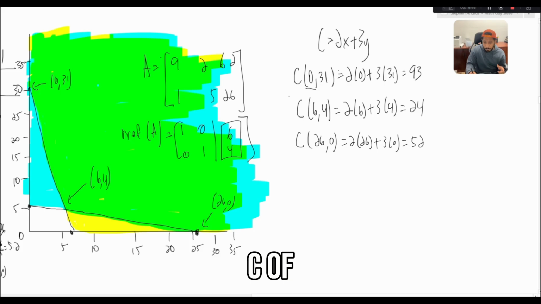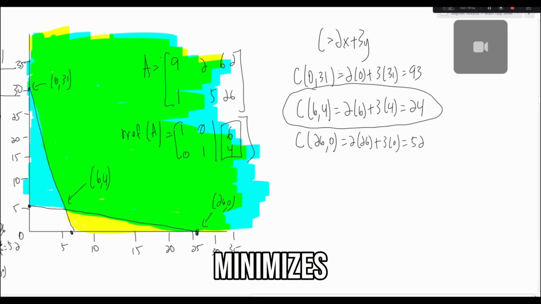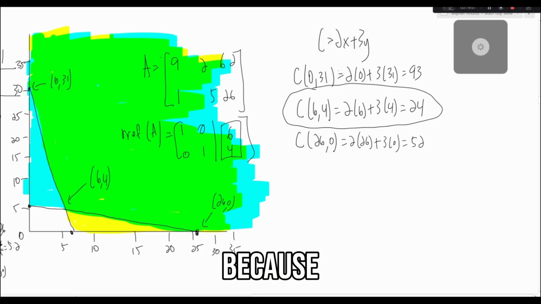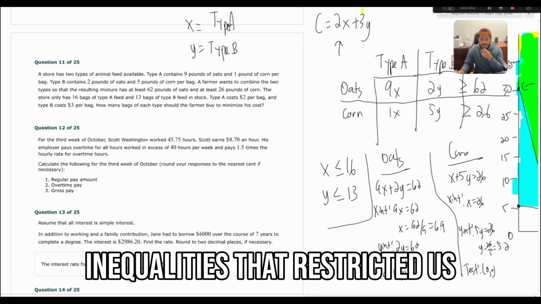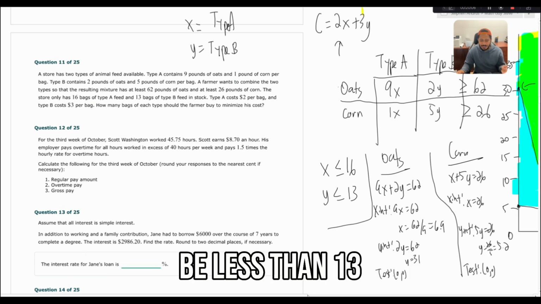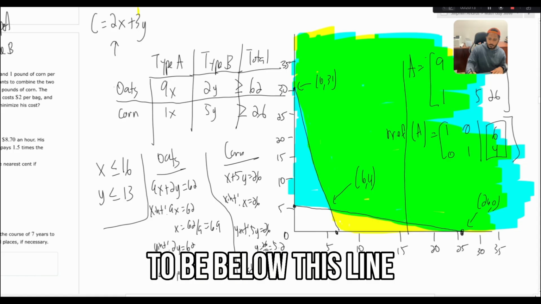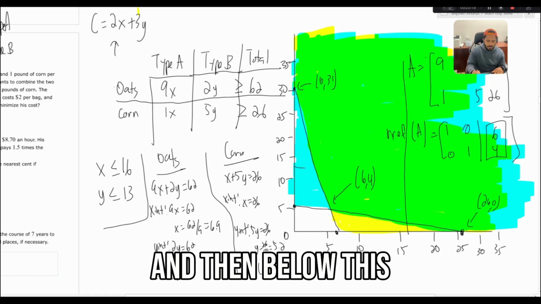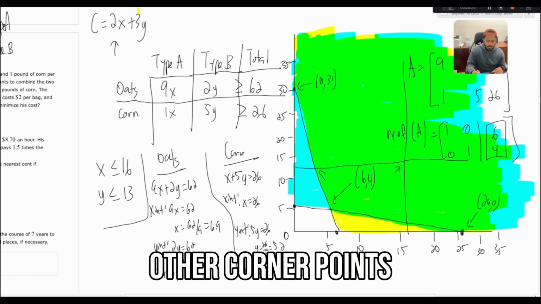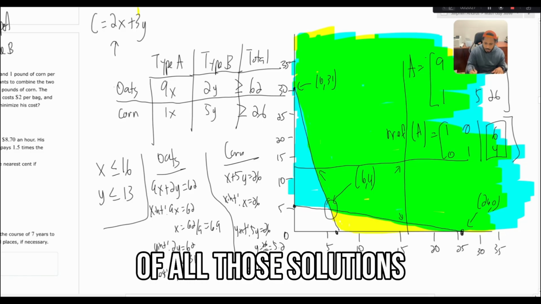And so yes, C of 6, 4 actually minimizes our solution set. But also, we didn't really have to check it. We should have known because we had some other inequalities that restricted us. We know that x had to be less than 16 and y had to be less than 13. And so if that's the case, then we know it has to be below this line, where x has to be less than 16, and then below this line as well, where y has to be less than 13. So this actually would be our other corner points. But this is the one that minimizes it of all those solutions.